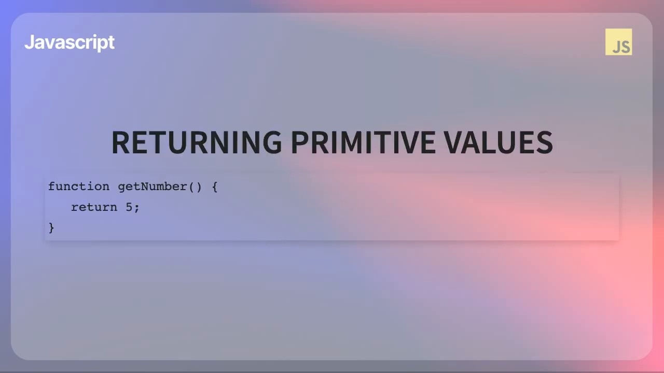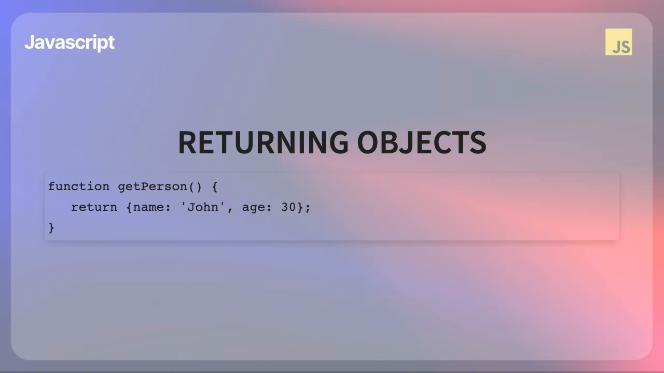When returning primitive values, we can use the return keyword followed by the value. For example, if we want to return the number 5, we'd write return 5. Let's see some examples.